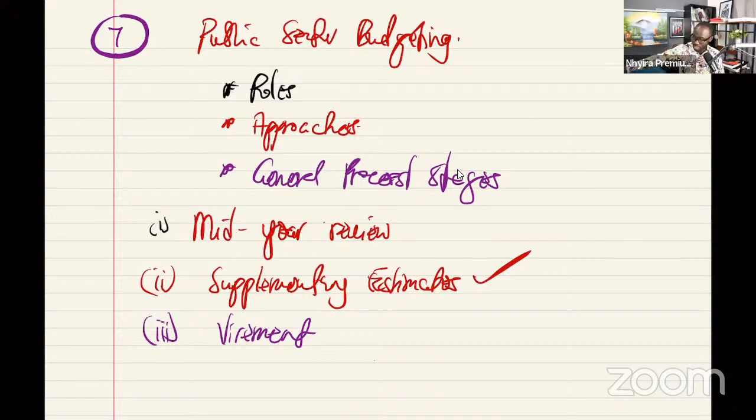Any questions, please? You raise your hand, I bring you up, or you put it in the chat for me. Okay, so these are the things that we need to understand.